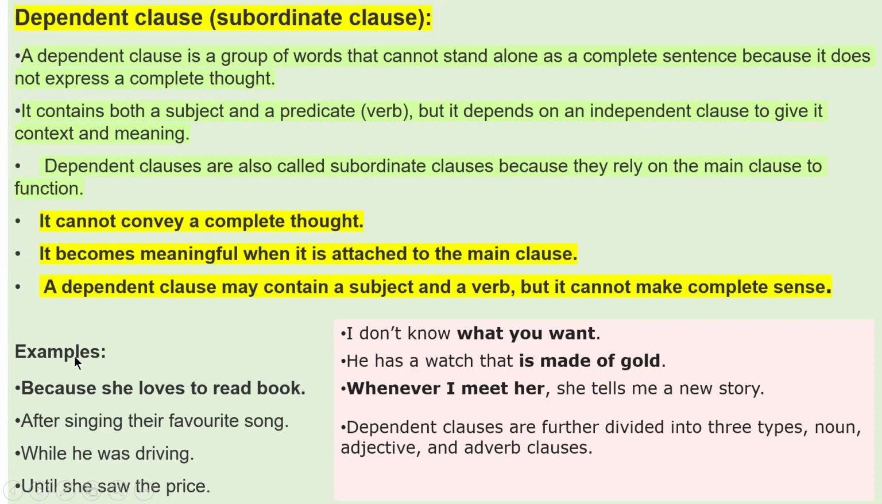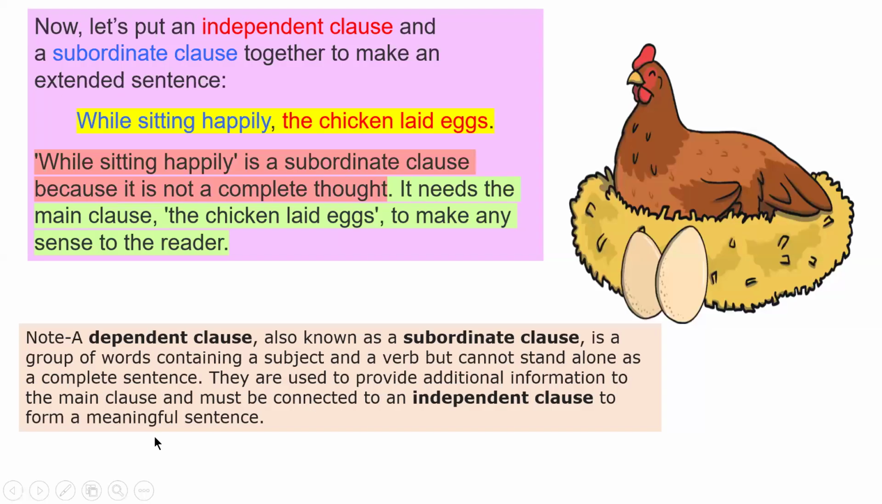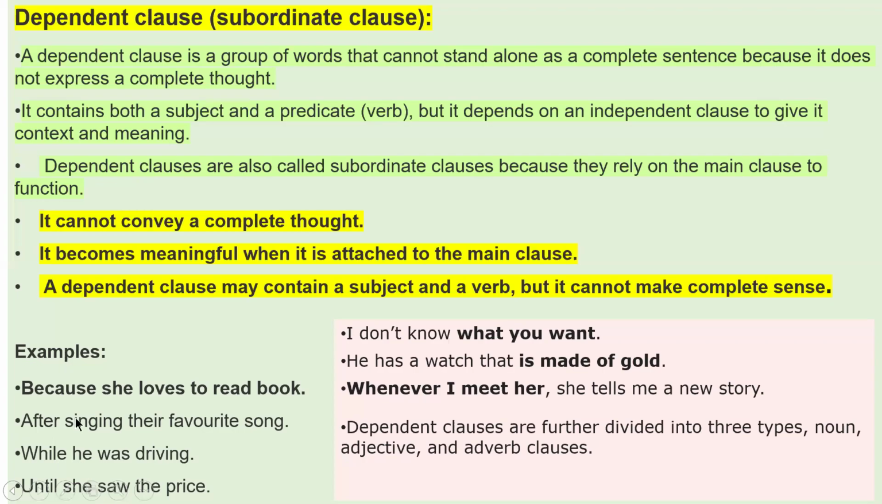A few examples are given here. Look at the four examples in the slide. These sentences are dependent clauses because they are not giving complete meaning: because he loves to read books, after singing their favorite song, while he was driving, until she saw the price. So these are all dependent clauses because none of these sentences gives complete meaning.